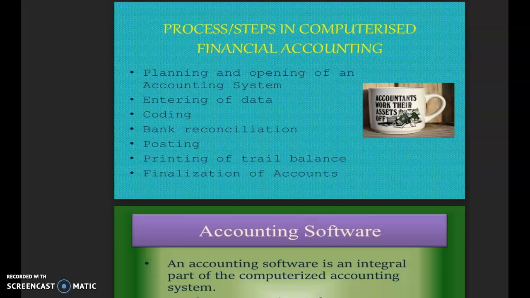And see here, at the finalization of the accounts, the output is also to be given through the computer: various types of reports, various types of conclusions, various types of statements. So this way, these are the important steps to be followed in computerized financial accounting.